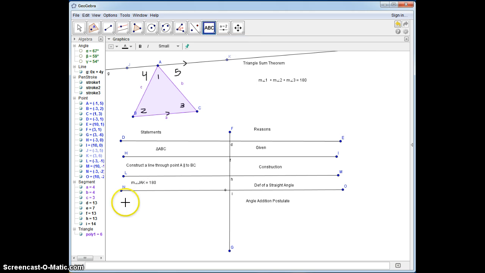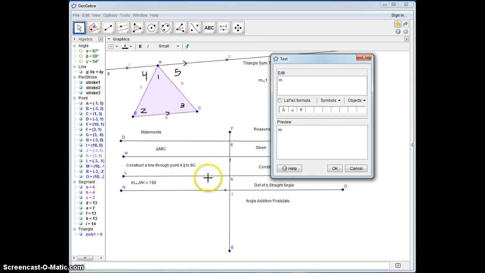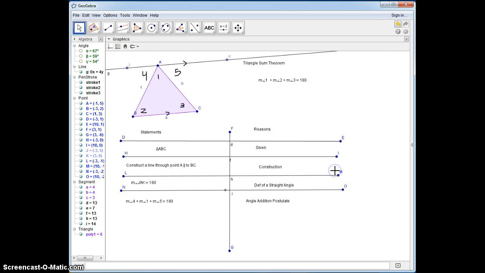And so the measure of angle 4 plus the measure of angle 1. It's easier to do numbers than just to do letters, but I do both at different times. Plus the measure of angle 5 equals 180 degrees, and that's the angle addition postulate. So let's go to the next line.